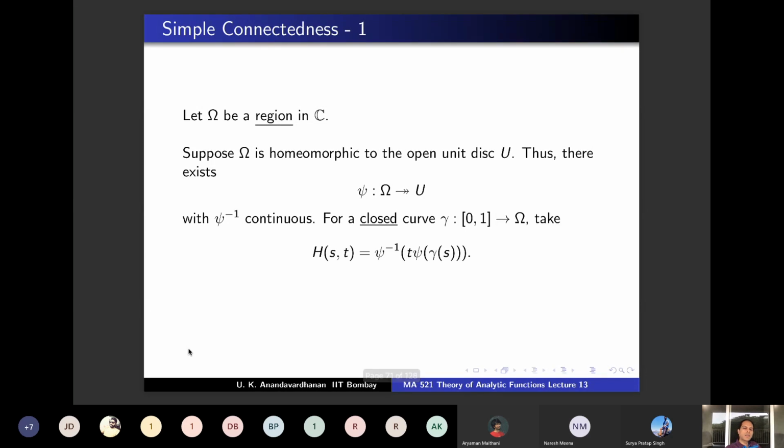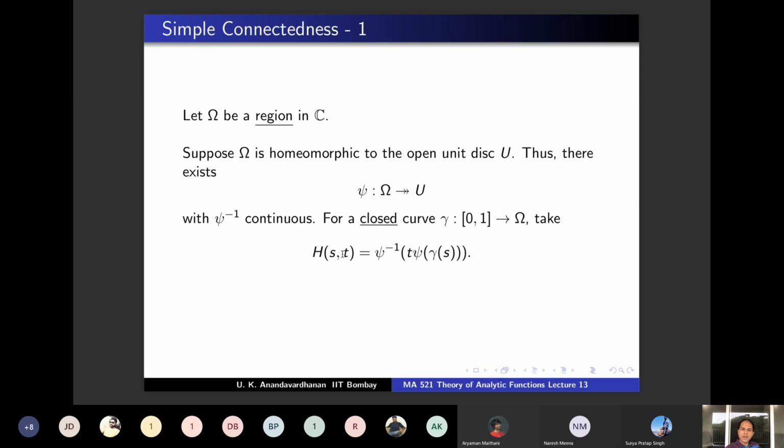So for a closed curve gamma, you give me a closed curve and I'm going to give the homotopies H(s,t) as follows. You take gamma(s), this is in omega, you take psi of that, so that's in U. You dilate it with t, where t is in [0,1]. When you dilate with t, if something is in the open unit disk and you multiply by t, that is again in U, and then take psi inverse. These are all continuous maps, right? Psi is continuous, psi inverse is continuous, gamma is continuous. So you have got these curves H(s,t).